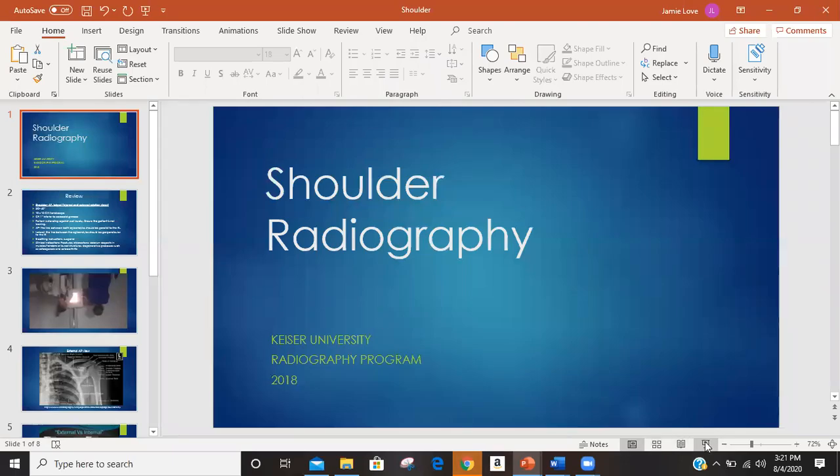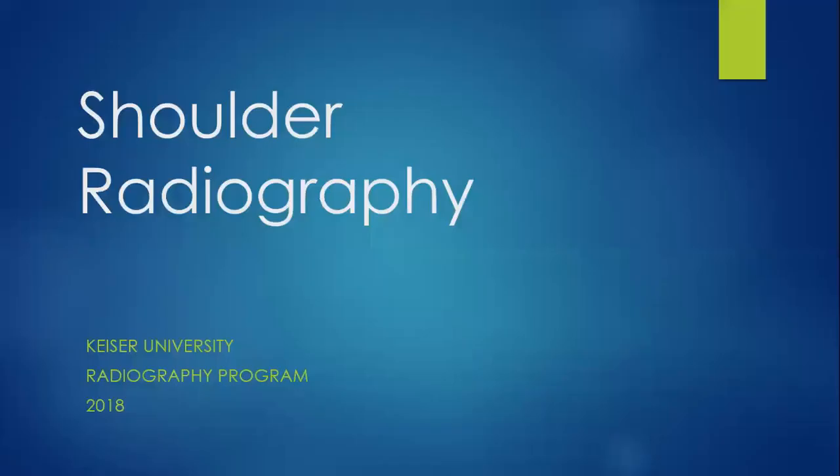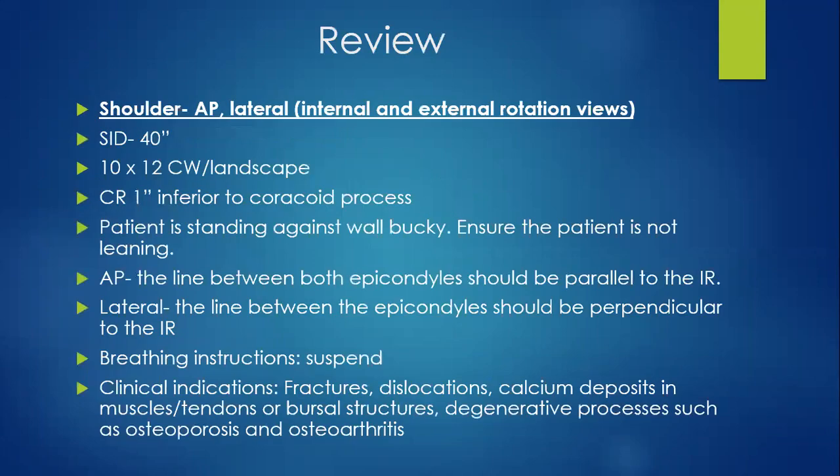All right. So I'm going to talk to you guys today about the shoulder radiography. I'm going to do two main views that every department's going to do, the AP and the lateral. One is an internal rotation, one is an external rotation. 40-inch SID, 10 by 12, crosswise or landscape is the preferred way, so you get more clavicle on there. Centered 1 inch inferior to coracoid process.